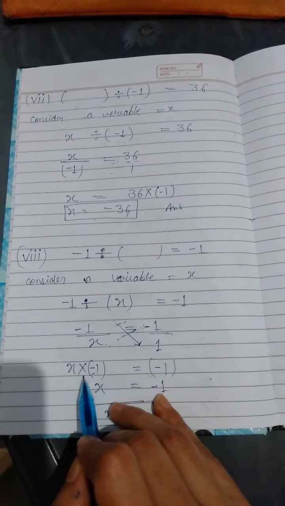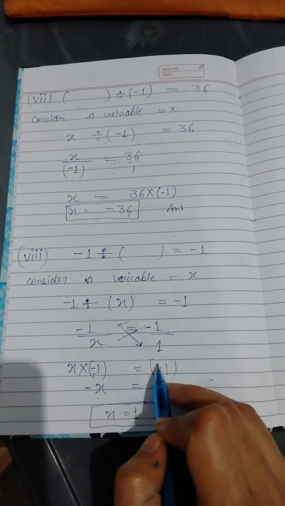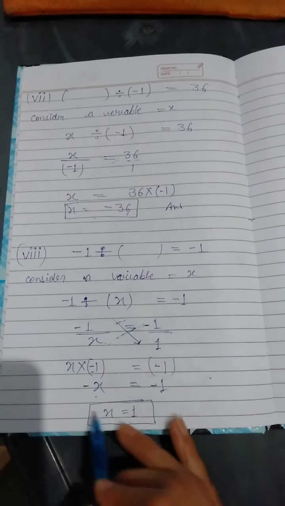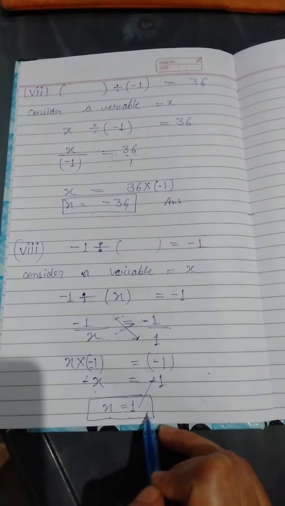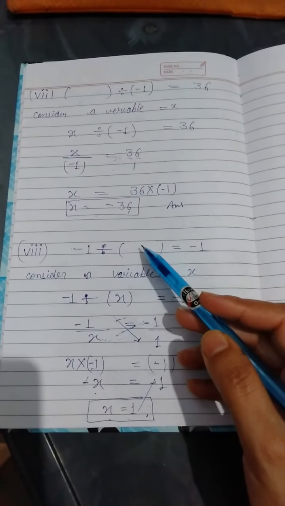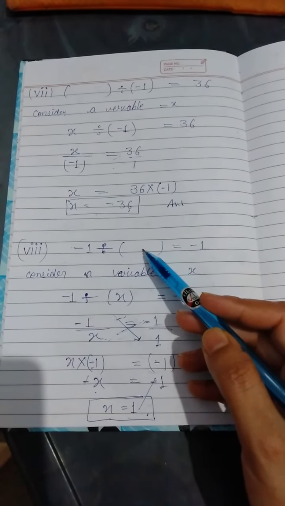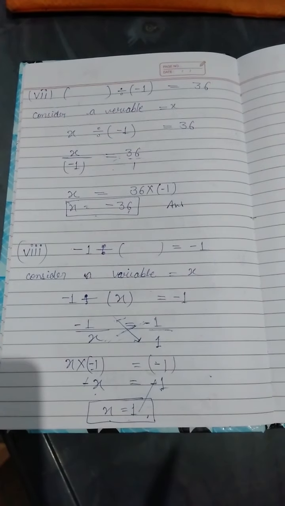So x into minus 1 is minus x, and this is already minus 1. After that minus will be cancelled with minus, so x is equal to 1. That means the value of this blank is 1. Okay, thank you.